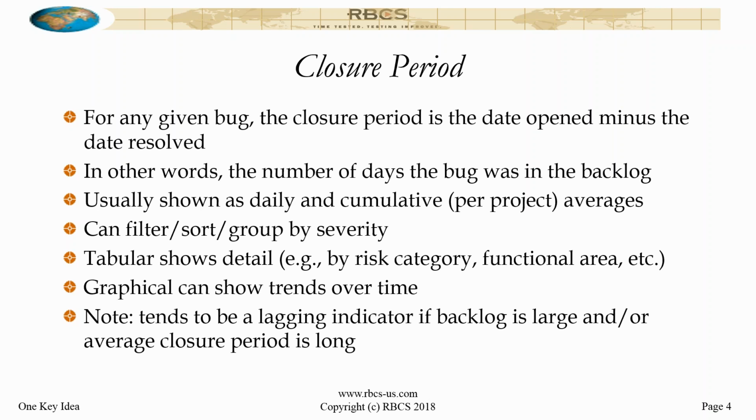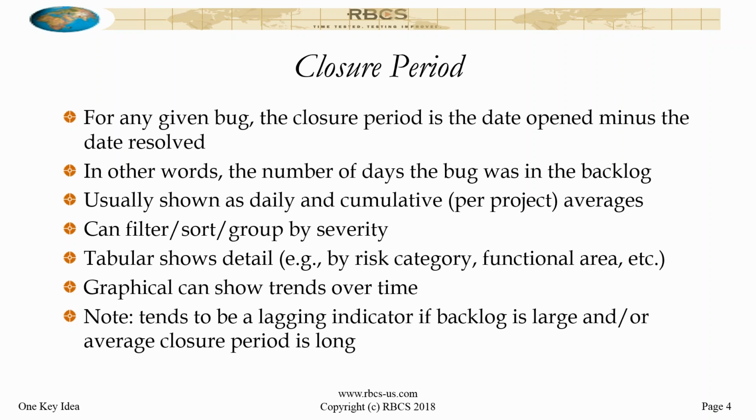Usually the way I'll do this is show it as a trend and show it as both daily and cumulative averages. Though here again, you can look at severity filtrations and groupings and so forth if you want. And you can do tabular displays, like what's the by risk category or risk severity. How long is it taking us to fix bugs?